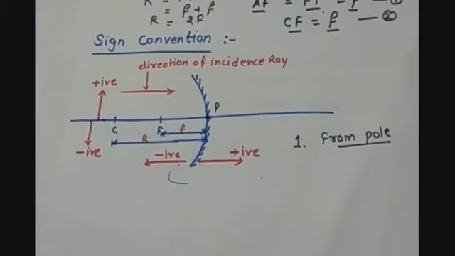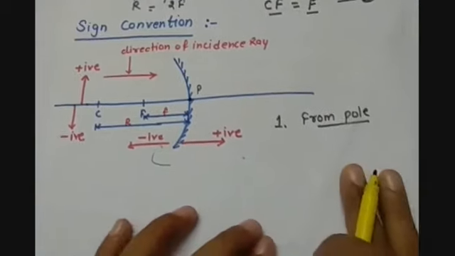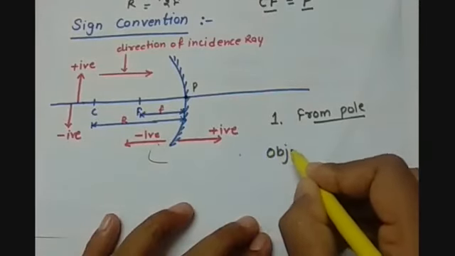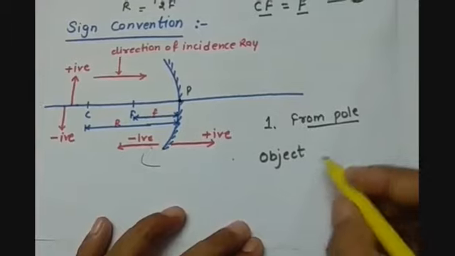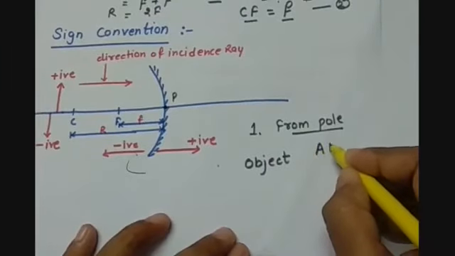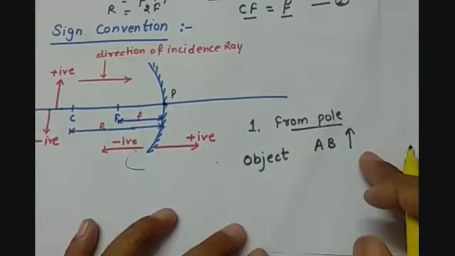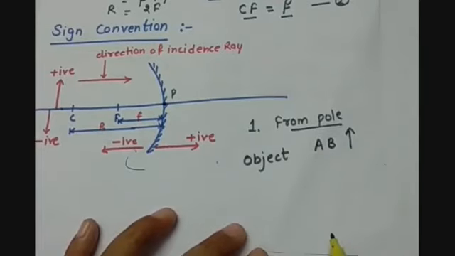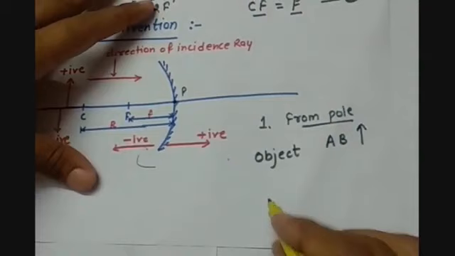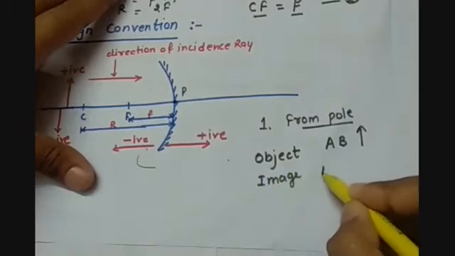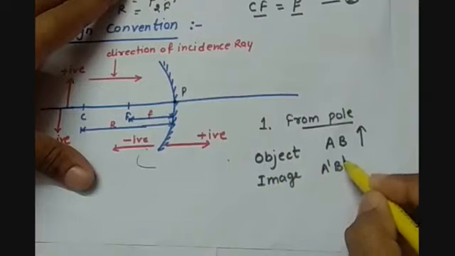In all kinds of image formation, one thing that we will have is the object. So the object is always taken as AB and denoted like this, an arrow pointing upward. Then we have an image that will be A dash B dash.